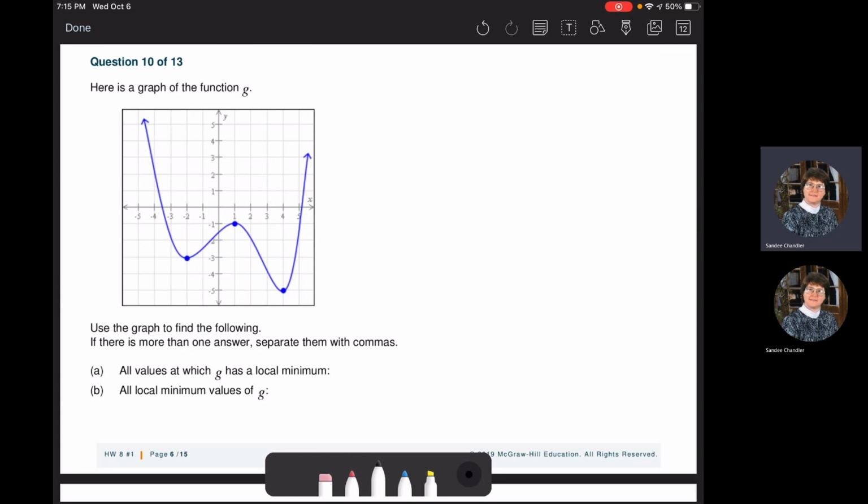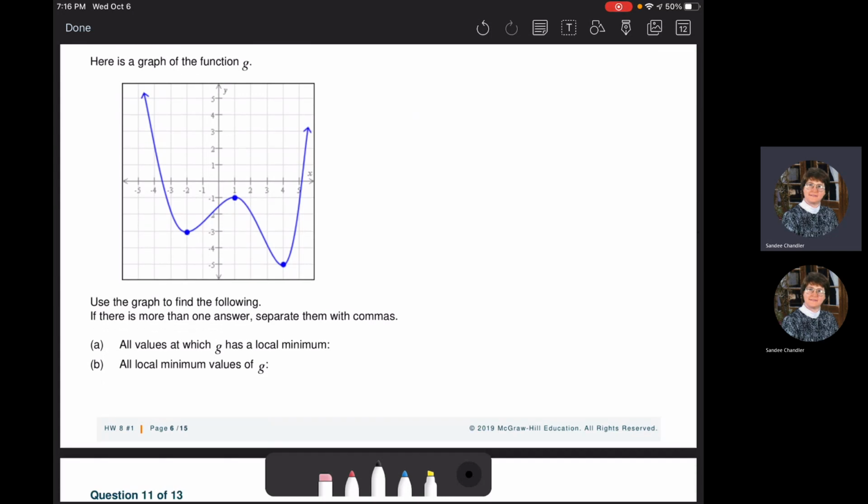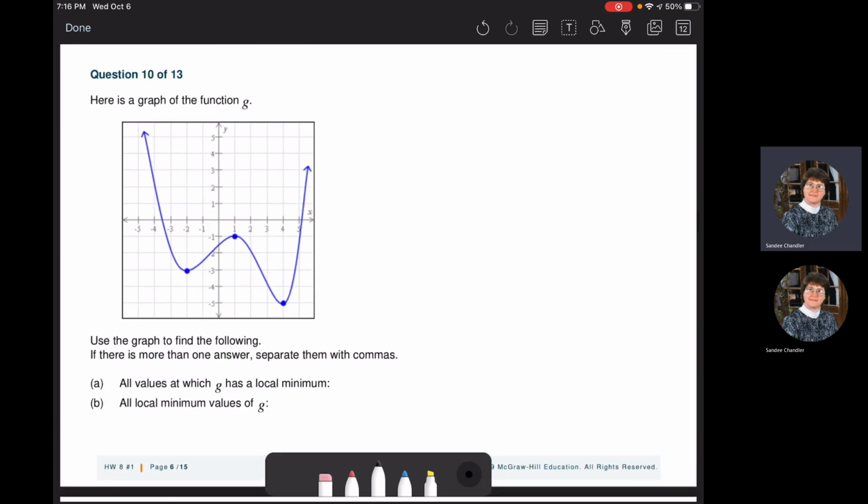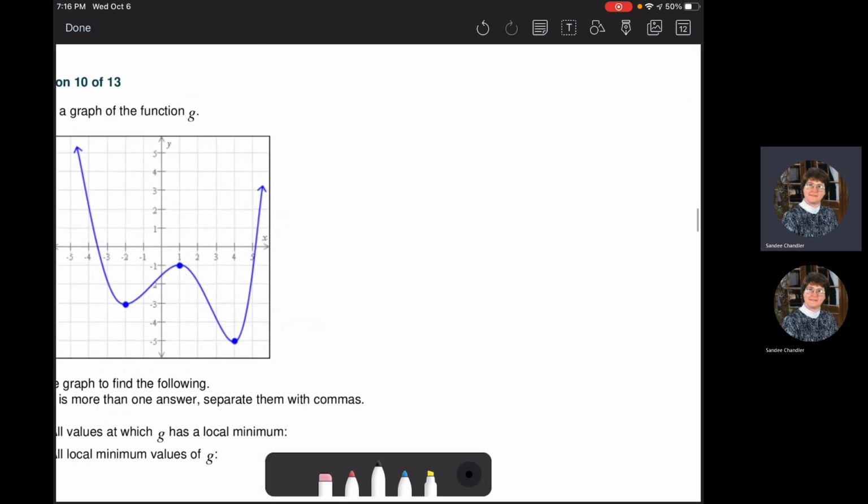Number 10 says, here is a graph of a function g. Looks like a wild W. We're going to use the graph to find the following. If there's more than one answer, we'll separate with commas. We're going to talk about local minimums and maximums. So let's have a little thought process here.